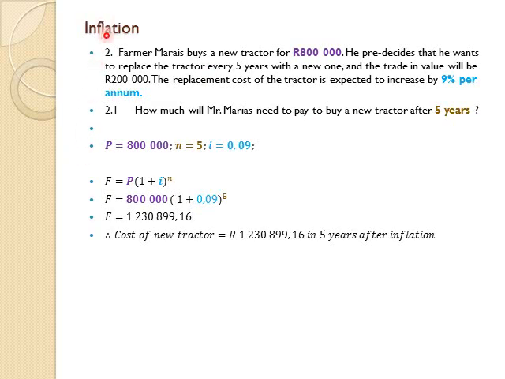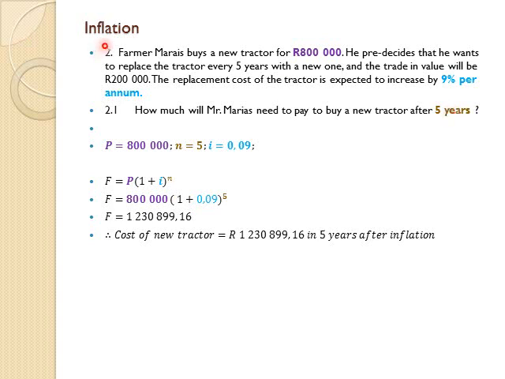Right, so Farmer Mare buys a new tractor for 800,000. He pre-decides that he wants to replace the tractor every 5 years with a new one, and the trade-in value will be 200,000. Replacement cost of the tractor is expected to increase by 9% per annum. How much will Mr. Mare need to pay to buy a new tractor after 5 years?